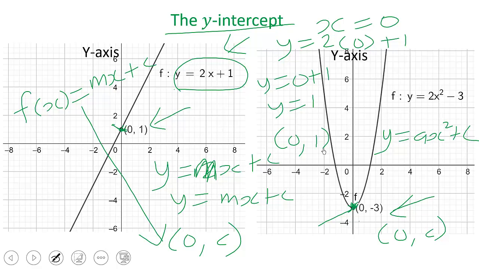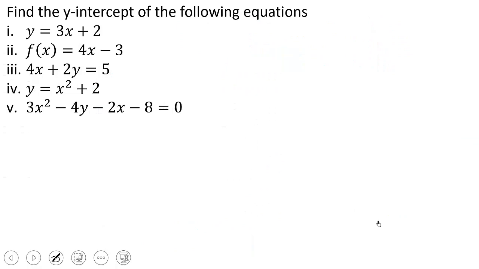The same thing applies to this. When you plug in x equals 0, you get (0, -3). Now let us try this. We are finding the y-intercept of the following equations.